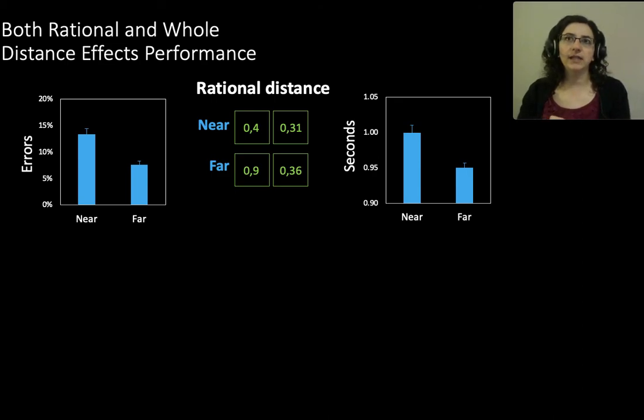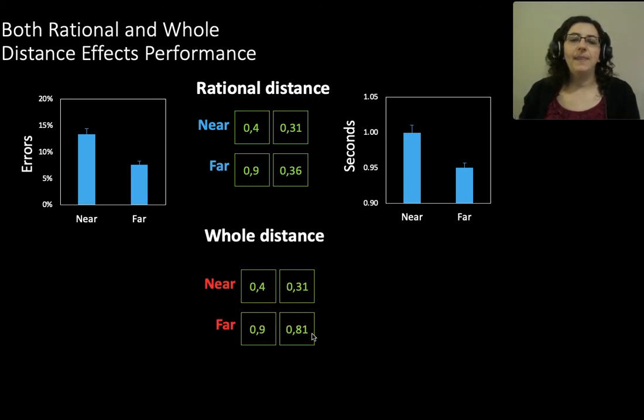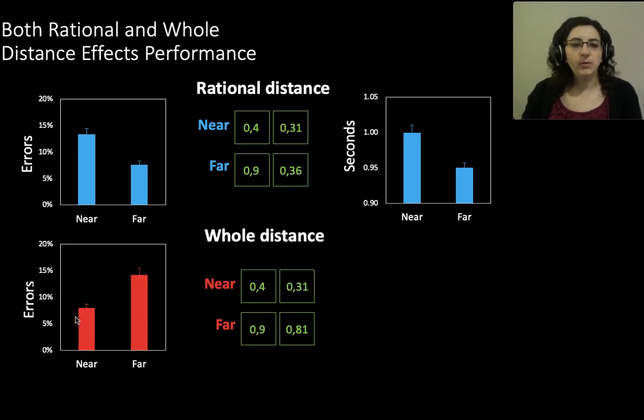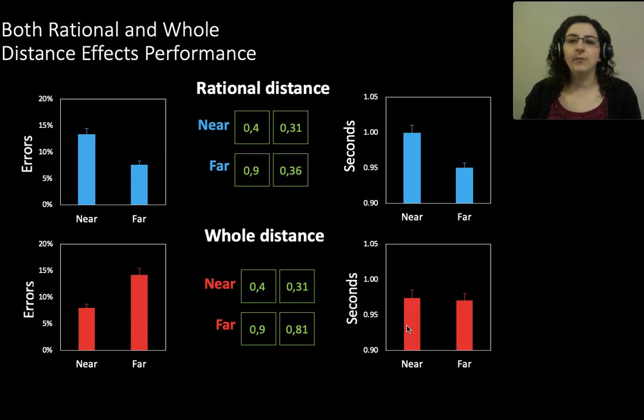And so now we could ask, what will we see for whole distance? If they're processing the things as if they were just whole numbers, they might show, again, greater errors for near than far. But if it's in fact interfering, then we might expect that this one that's far in whole distance might be the worst. And indeed, that's what we find, that people are very bad at these whole distance far problems. And in terms of reaction time, we actually find no difference. And what this tells us is that if they can get this problem right, it's as if they're ignoring the rational distance.